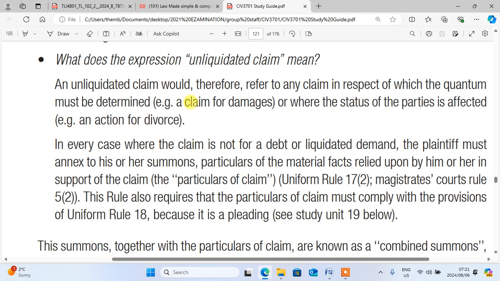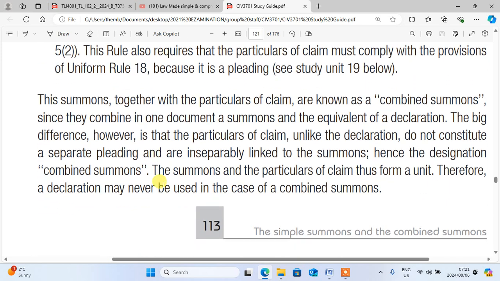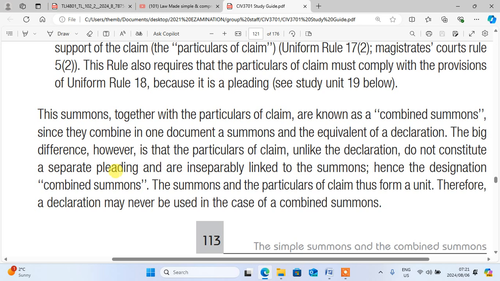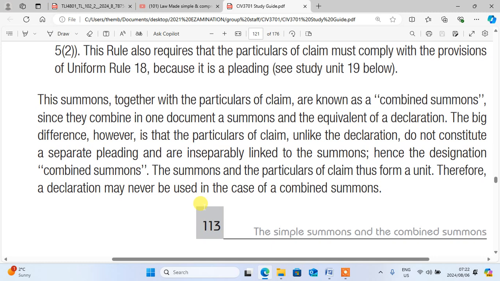Then you come here and read all about the combined summons. These summons together with the particulars of claim are known as a combined summons, since they combine in one document the summons and the equivalent of a declaration. The big difference, however, is that the particulars of claim, unlike the declaration, do not constitute a separate pleading and are inseparably linked to the summons. As the name combined summons suggests, the summons and the particulars of claim form a unit. Therefore, a declaration may never be used in the case of a combined summons.